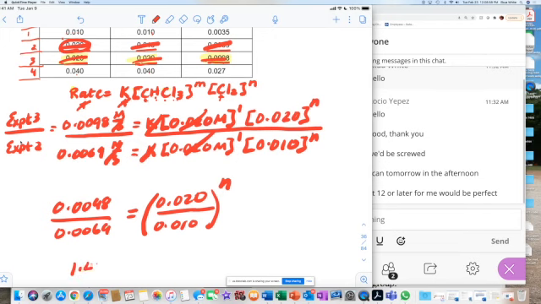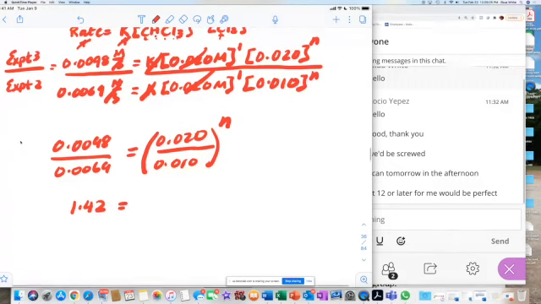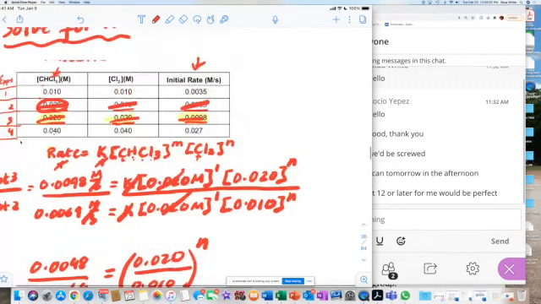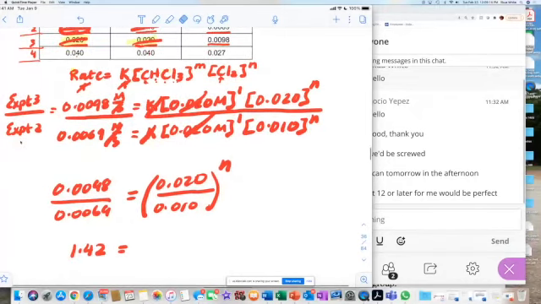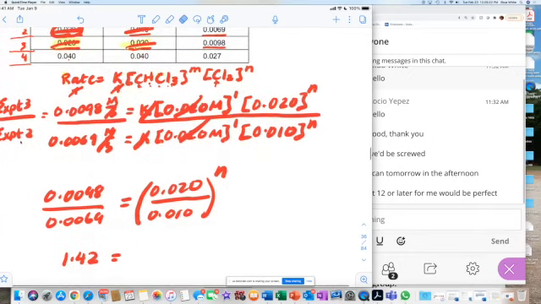Ooh, I get 1.42. This is interesting, y'all. 1.42. I may have to do some logarithm stuff. Sorry, 0.0098. Let me make sure this is correct. I've never done this problem before. 0.0098 divided by 0.0069. Why did they give us a number that looks like that? Trying to force us to use the logarithms. Okay. Then this one here is going to be 2. Divide these two, you get 2 to the power n.